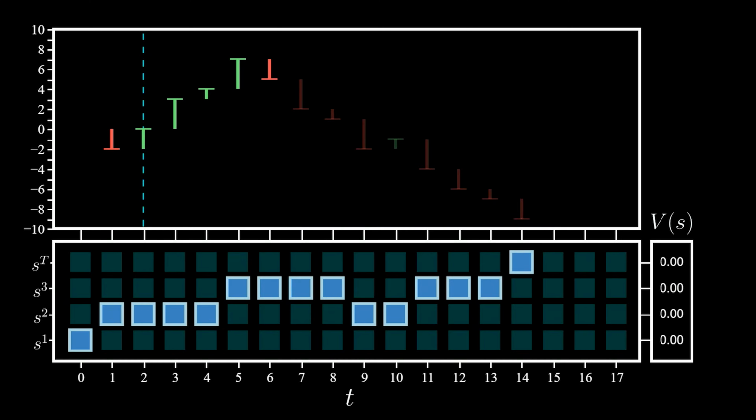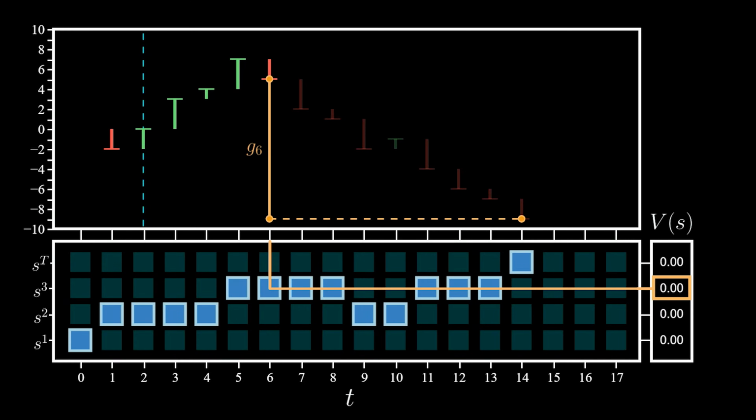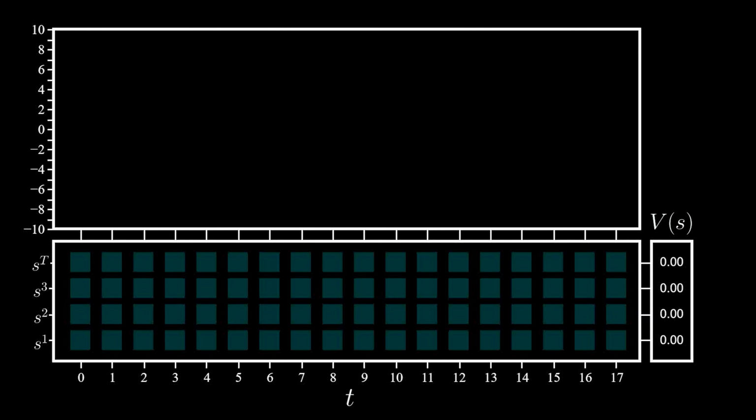Well, these things add up to G6, so we need something to approximate that. Wait a minute, that's exactly what our value function does. We can use the value of the last observed state as an approximation to G6. Here, the value is 0, but during the algorithm, it'll do the trick. And now we can see the TD method in action.